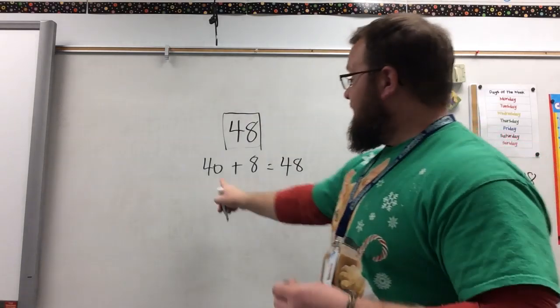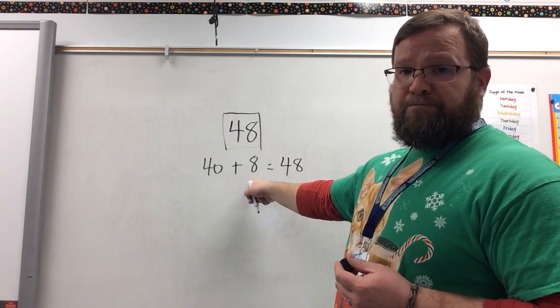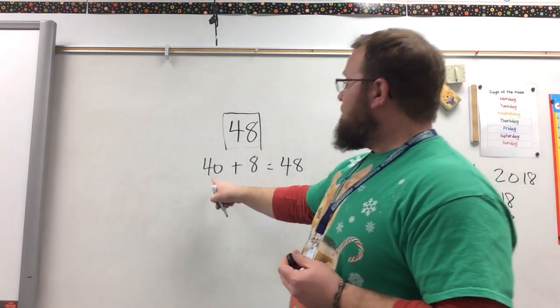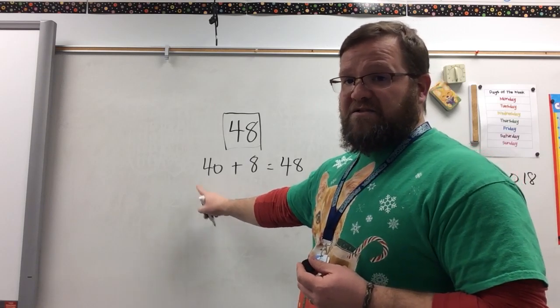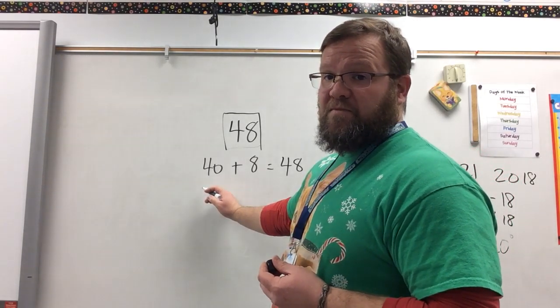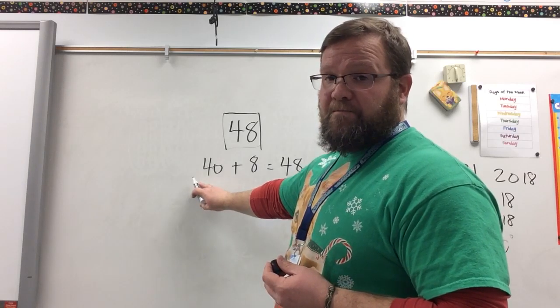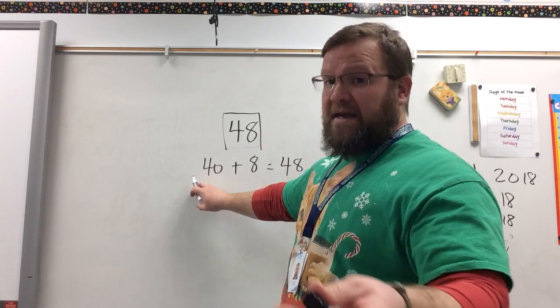I also know that I have 4 10s here. I have 8 left over, and they go together to make 48. But if I took one of my 10s, I have 4. If I took one of the 10s from here, then I would end up with how many 10s? I have 4 10s right now. Take one away, and then I have 3 10s. That's right.